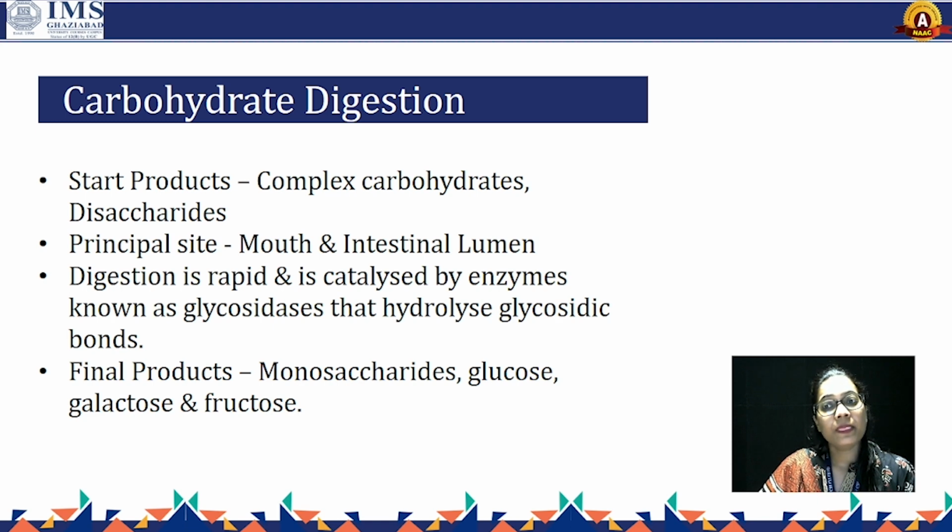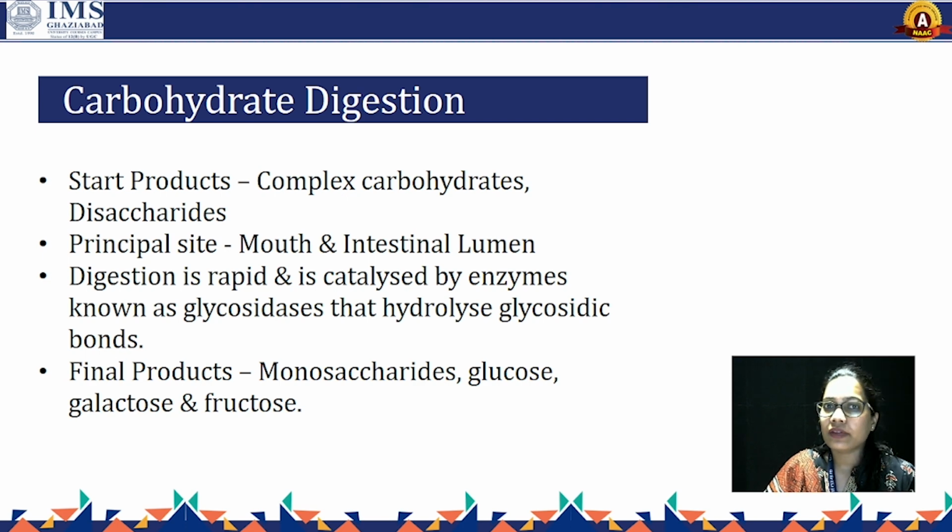Then we come to the principal site. As we have three forms of food, carbohydrates, proteins, and lipids, these three types of foods have different digesting sites. Carbohydrate digestion takes place in the mouth and then the intestinal lumen. Digestion is a rapid process catalyzed by enzymes termed glycosidases, because they hydrolyze the glycosidic bonds present in the polysaccharide chain. The final products are monosaccharides and disaccharides.